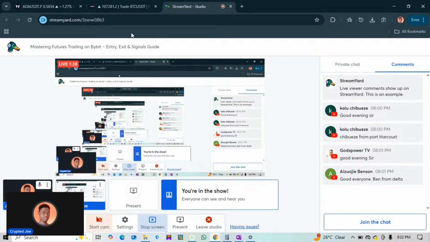Like you all know, my name is Crypted Joe, and I stay in Kogi State. Yes, I'm a futures trader and also a tutor, which is one of the reasons why we are all here tonight to learn one or two things.